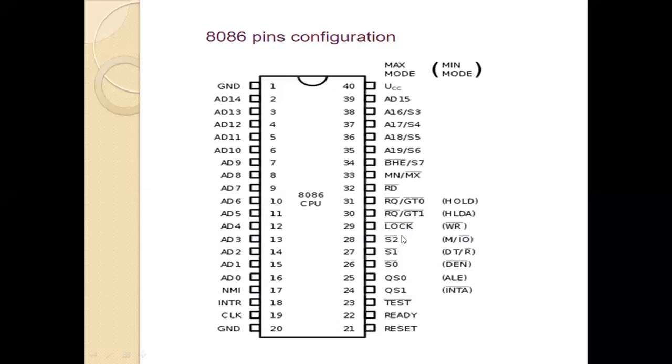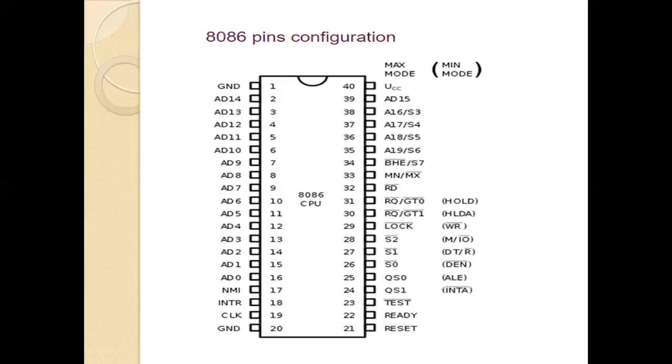You can see here the pin configuration in both the modes, maximum mode and minimum mode. And in the last lecture, we discussed minimum mode and maximum mode. INTA is the interrupt acknowledgement signal, and when the microprocessor receives the signal, it acknowledges the interrupt. Next is ALE, address latch enable.